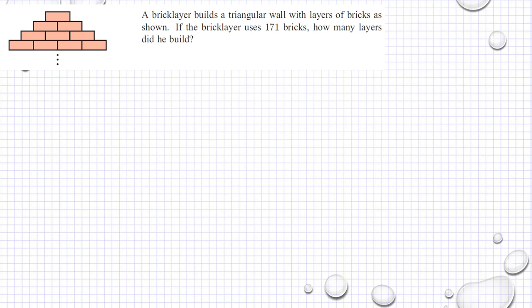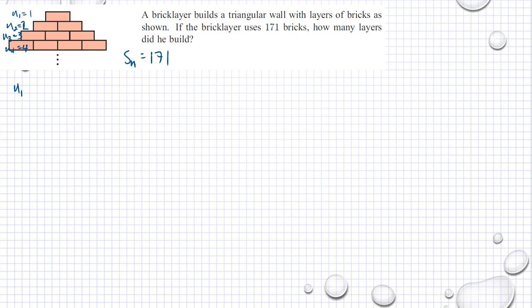Okay, next example. A bricklayer builds a triangular wall with layers of bricks as shown. If the bricklayer uses 171 bricks, how many layers did he build? So we have u sub 1 is equal to 1, u sub 2 is equal to 2, u sub 3 is equal to 3, u sub 4 is equal to 4. And then if the bricklayer uses 171, our S sub n is equal to 171.